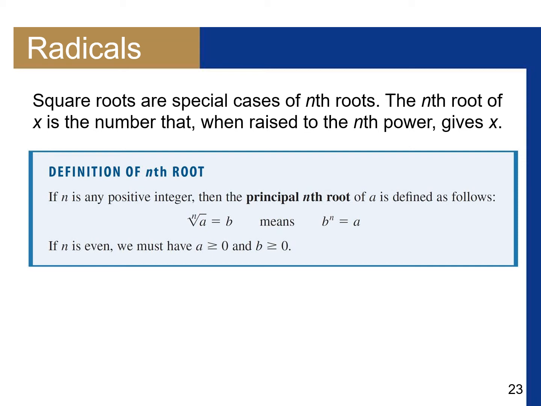Square roots are special cases of the nth root. And so if we look here and we see this radical with an n here, that number is going to be a number other than 2, because 2 is always understood if it's not there. And this would mean b to the n would equal a.